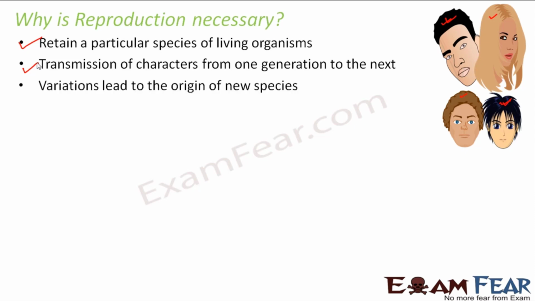Variations lead to the origin of new species. So here is an interesting term, variations. This second point was talking about inheritance. Now, you might be interested to know how this inheritance happens. How is it that the black hair trait got transferred from the father to the son? That is actually a very interesting topic to discuss. However, in this lesson, we will focus our study only on the process of reproduction.